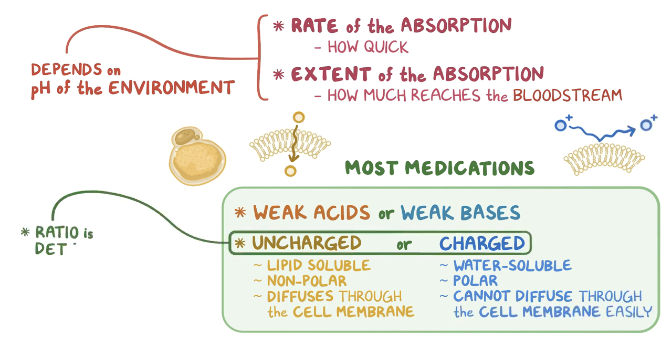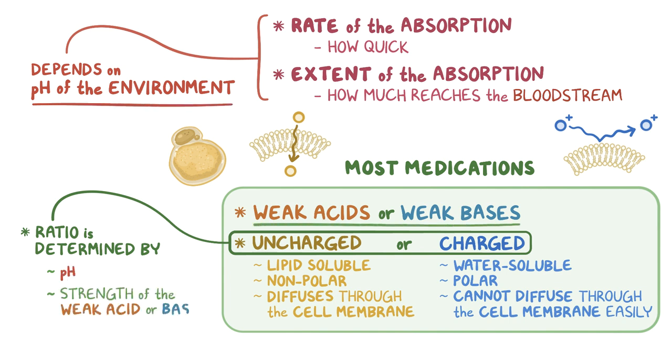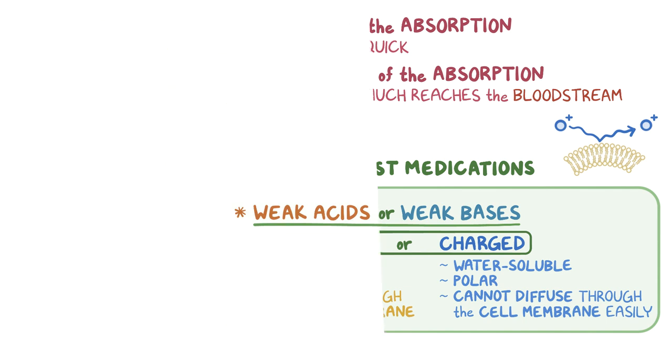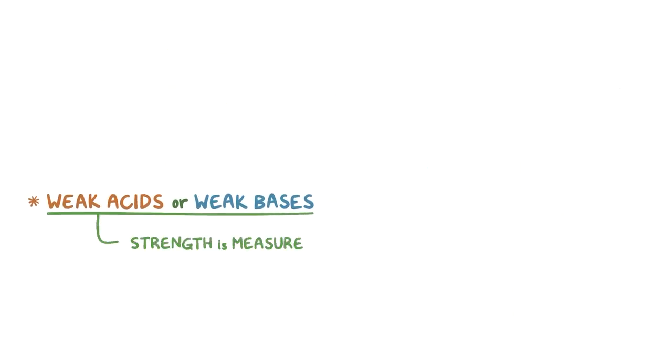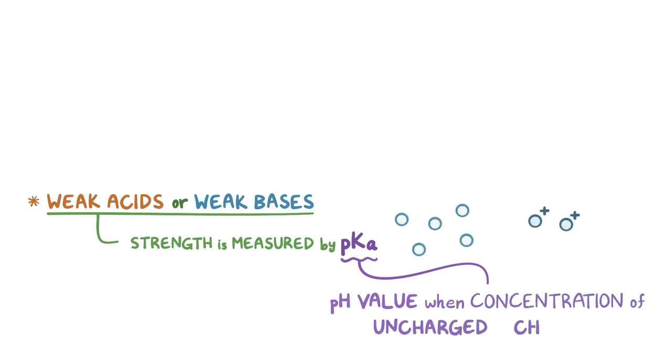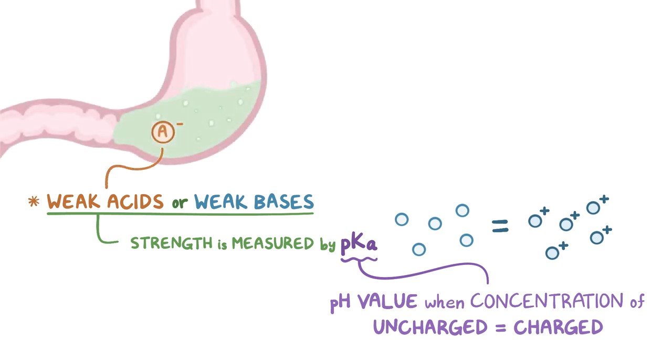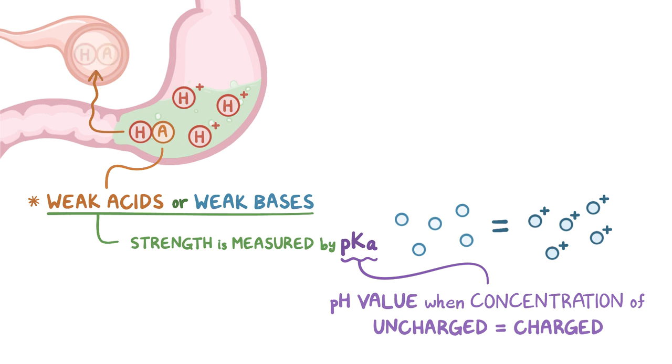The ratio between the two forms is determined by the pH of the environment and the strength of the weak acid or base. The strength is measured by pKa, which is the pH value when concentrations of the uncharged and charged forms equal each other. So when the charged form of a weak acid, A-, shows up in an acidic environment with a lower pH and plenty of hydrogen ions around, it will grab one of them and turn it into its uncharged form, HA. HA can then be readily absorbed across the cell membrane.